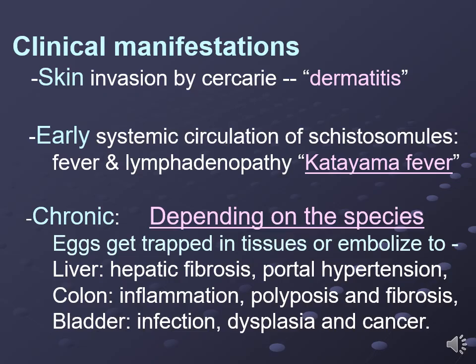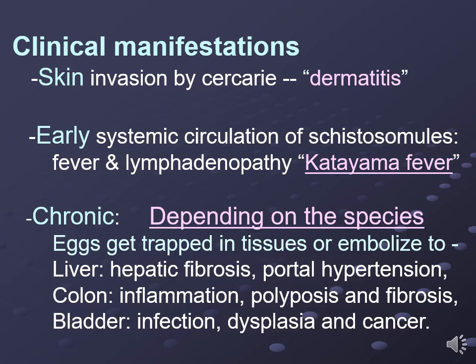The parasites live in the mesenteric veins, and the female deposits the eggs, and those eggs are carried in the portal circulation to the liver. In the liver, they get trapped there to produce hepatic fibrosis and portal hypertension and liver cirrhosis. In the colon, some of them go to the colon to produce inflammation, polyposis, and fibrosis.